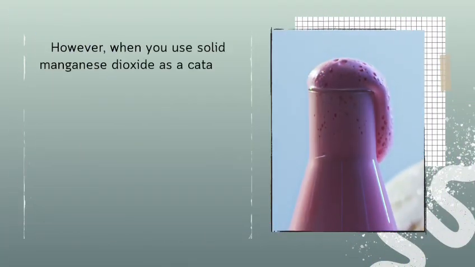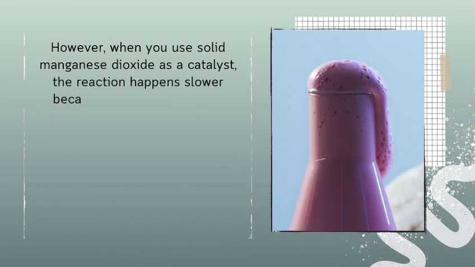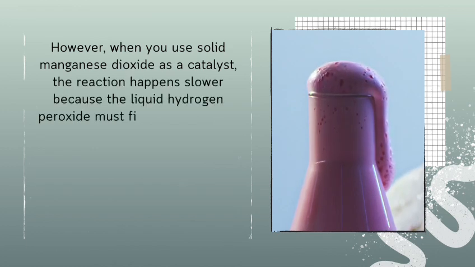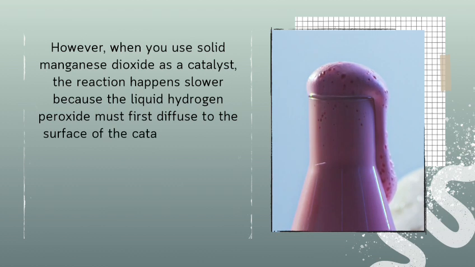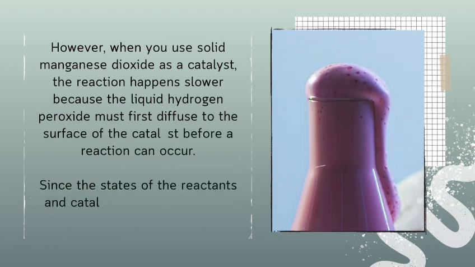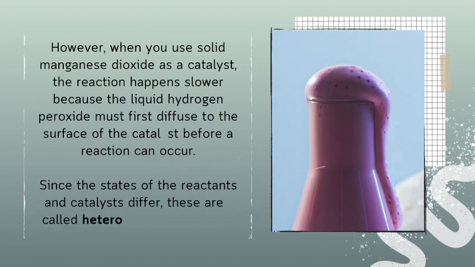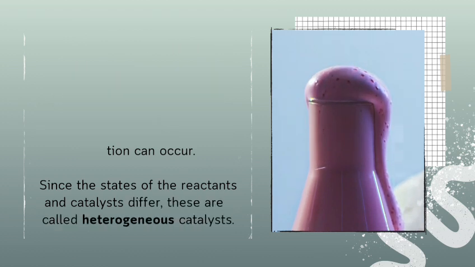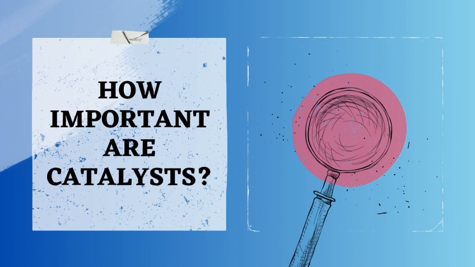However, when you use solid manganese dioxide as a catalyst, the reaction happens slower because the liquid hydrogen peroxide must first diffuse to the surface of the catalyst before a reaction can occur. Since the states of the reactants and catalysts differ, these are called heterogeneous catalysts.